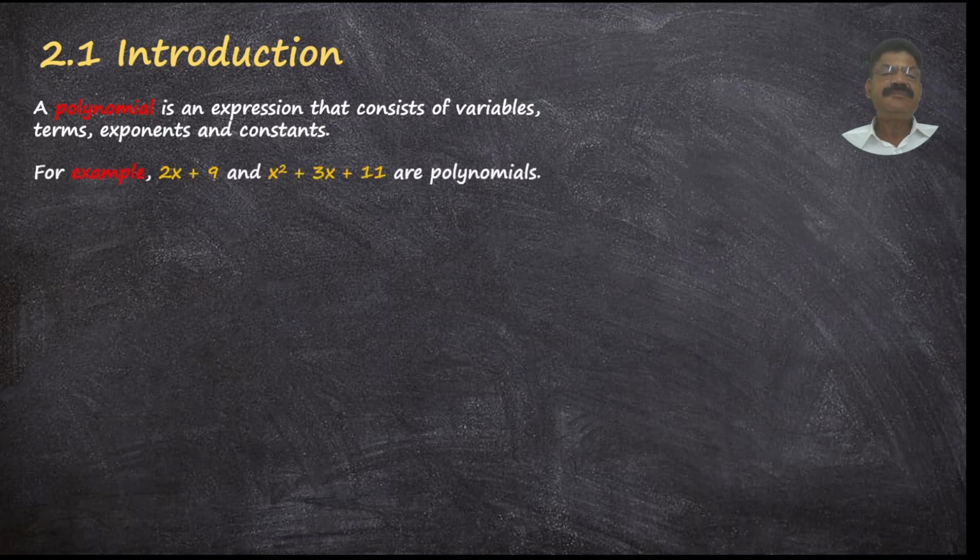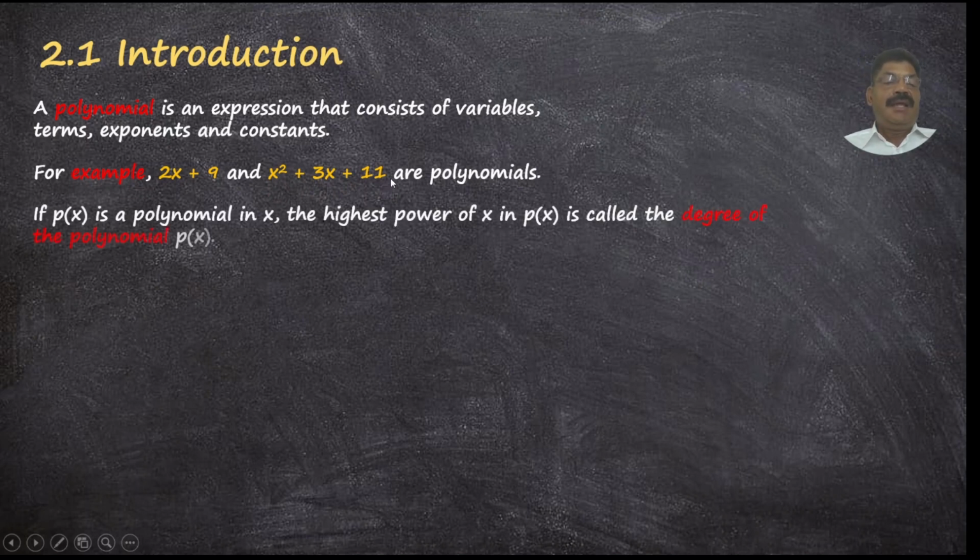Now, let us see some examples for polynomials. 2x plus 9. This is a polynomial. It has two terms and the variable is x. 2 and 9 are constants. x square plus 3x plus 11. Three terms are there. x is the variable. 3 and 11 are constants.